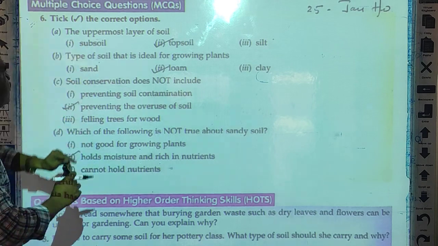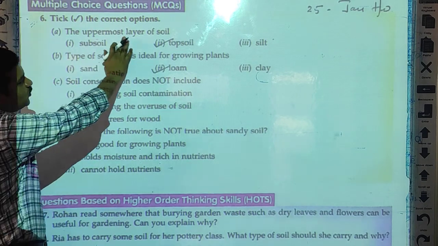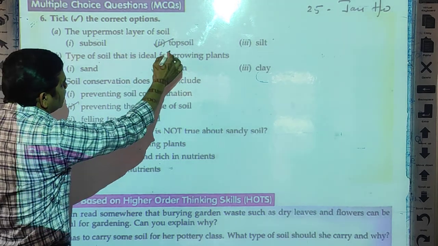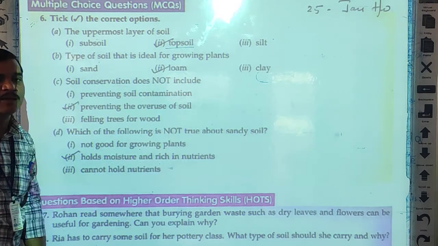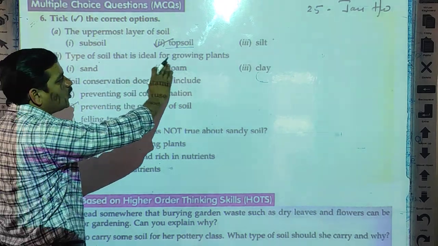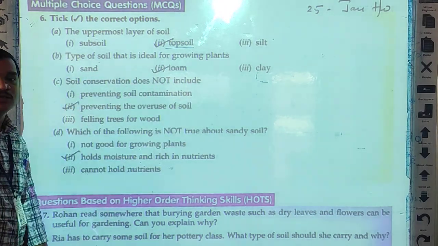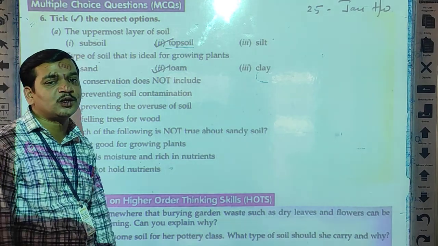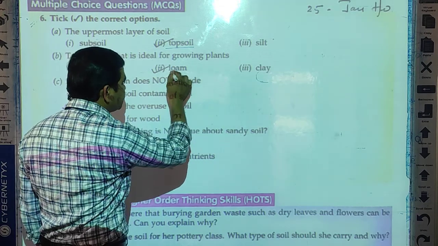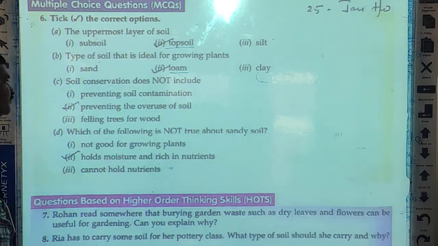Multiple choice questions. The uppermost layer of soil is called subsoil, topsoil, or silt. So the uppermost layer is called topsoil. Type of soil that is ideal for growing plants. Which soil is good for growing plants? Sandy soil, loamy soil, or clay soil? So loamy soil.